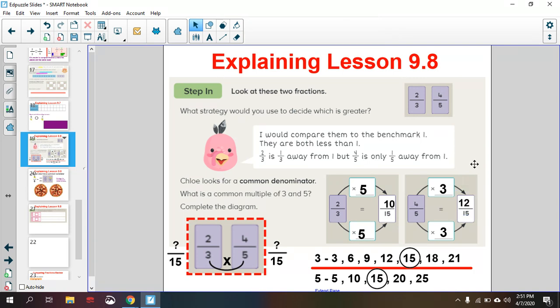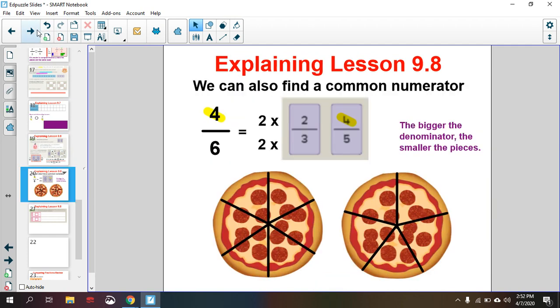And again, like we've talked about for the past few weeks, the reason why we do that is because now these are easier to compare. I know that 12/15 is bigger than 10/15, and the reason why I know that is because the denominators are the same, so the pieces are all the same size. And I know that 12 is more than 10. Nice job.